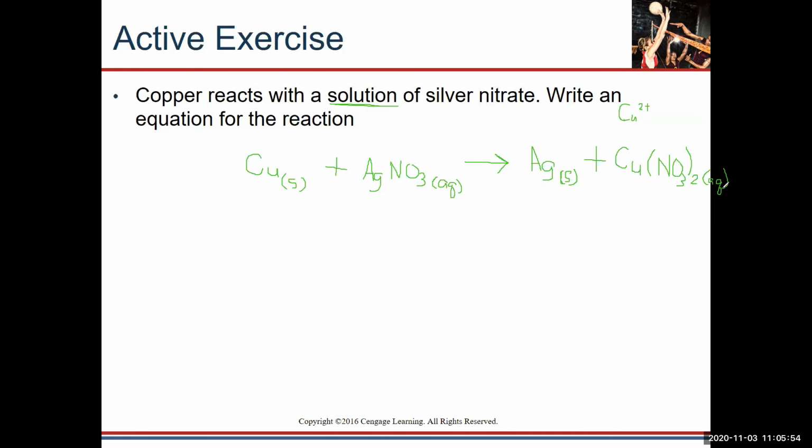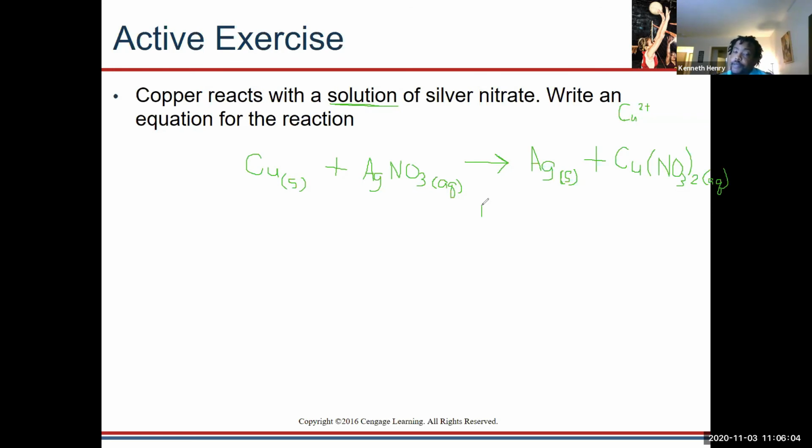Is it balanced? No. Okay, so let's balance it. So under this circumstance, I'm going to show you a couple of tricks, right? Since these guys are going to be replacing each other, and this guy is going to stay together, we can actually just leave our nitrate all together because it's moving as a single unit. You see nitrate over here, and you see nitrates over here. Do you guys see that? Yeah. Okay.